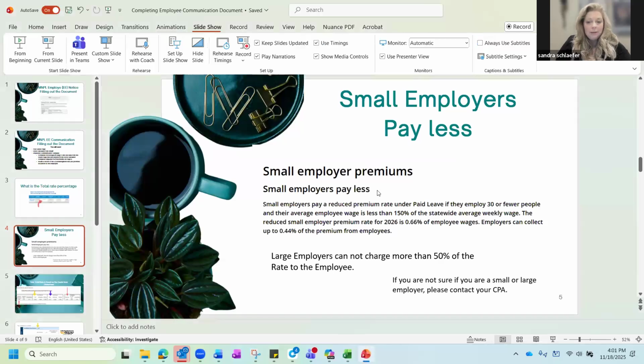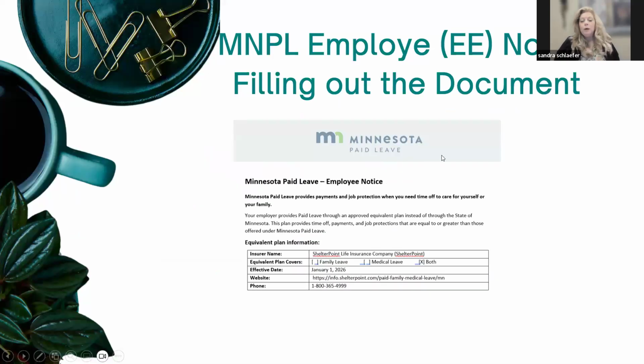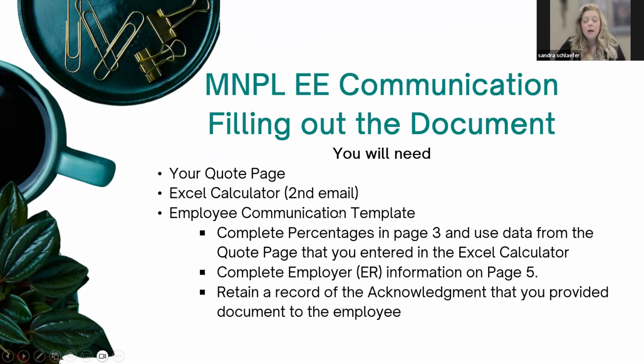Okay, so we're talking about the employee notice. It would look like this. You just have to concentrate on pages 3 and 5. And what you'll need to have beside you is your quote that we had sent out with the insurance company quote, and also the employee communication letter or template, and the Excel calculator. It was that second email we sent.